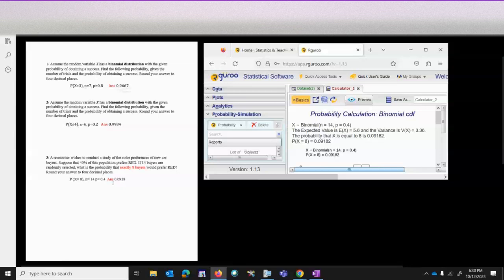I hope these 3 problems help you understand how to calculate probability in the binomial distribution, and help you compare the 3 different problems. You can see different problems in different ways. If you practice, it will be fine.